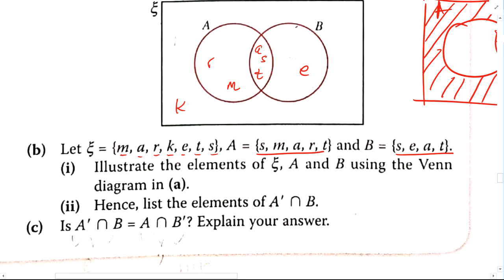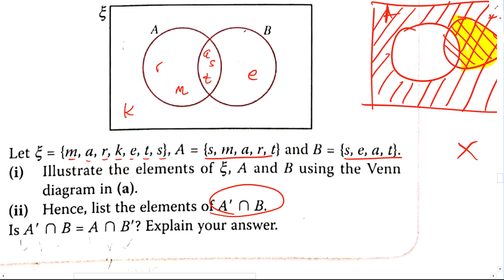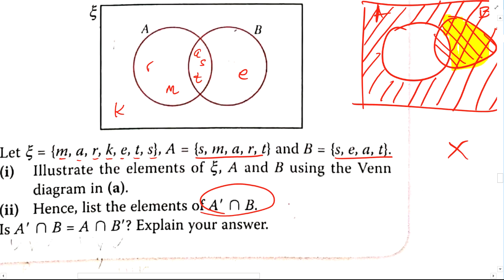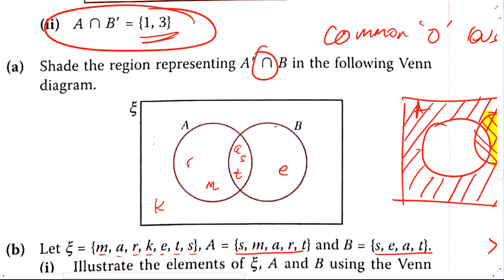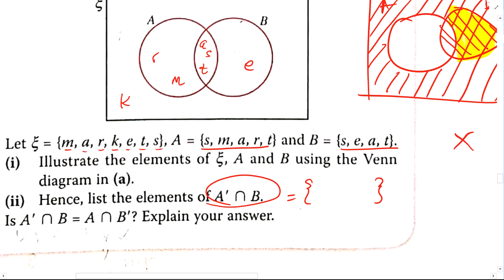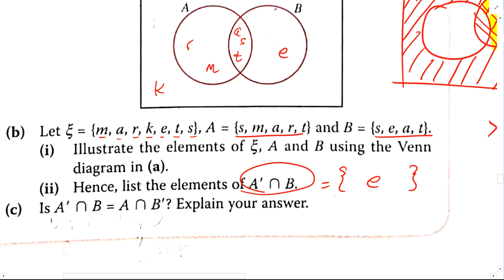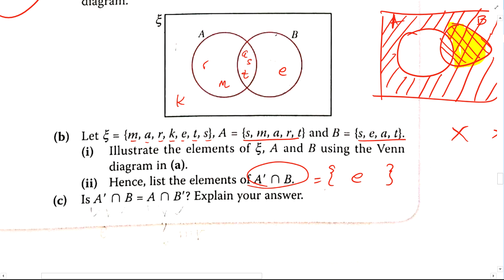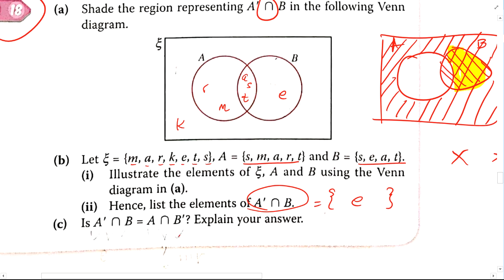Hence, list the elements of complement of A intersect B. What is your answer? Only E. Is A complement intersect B the same as A intersect B complement? Okay, answer is no. They are not the same.